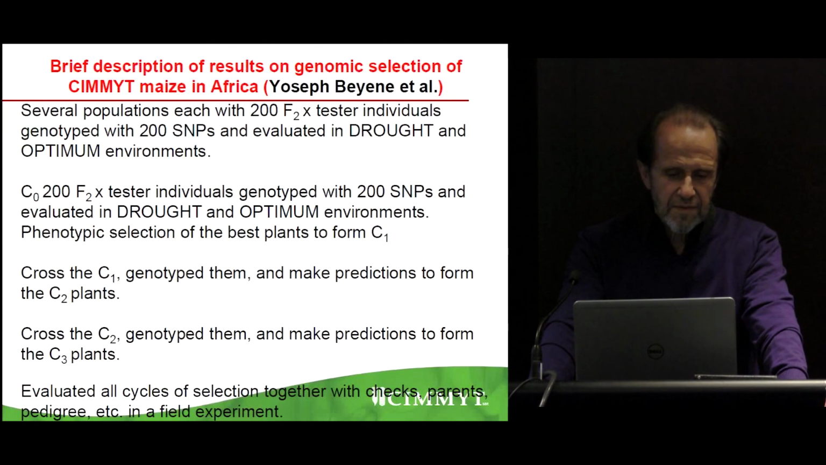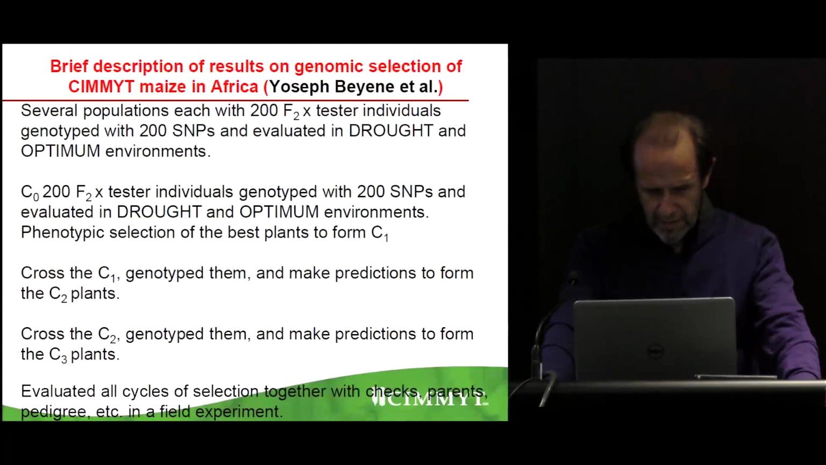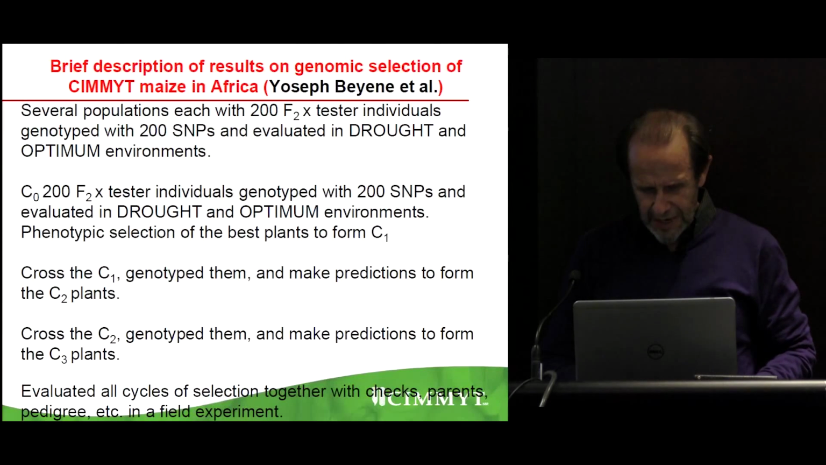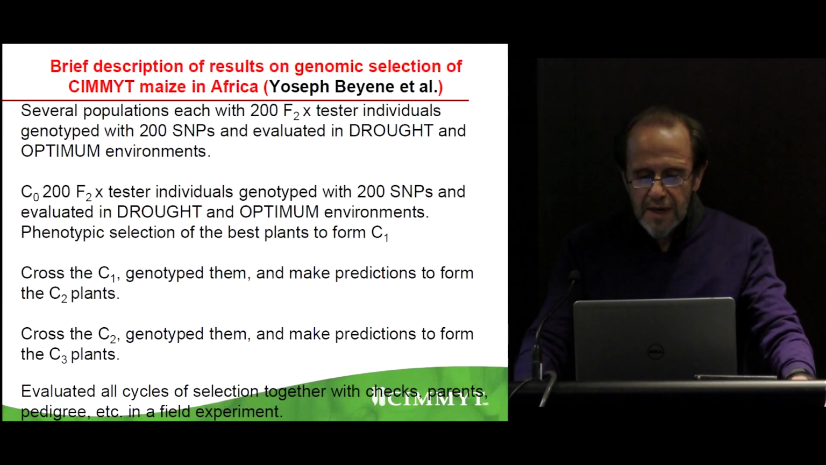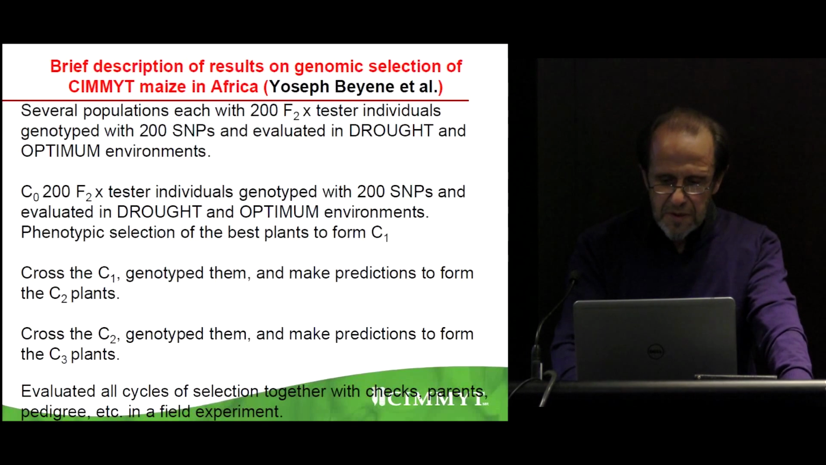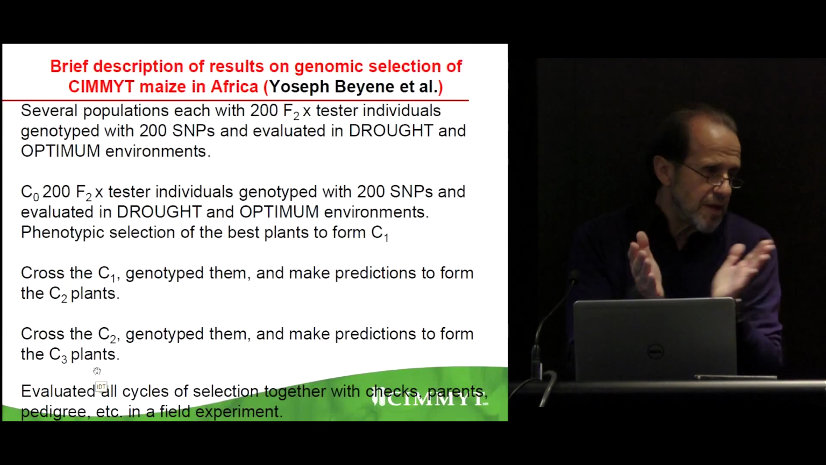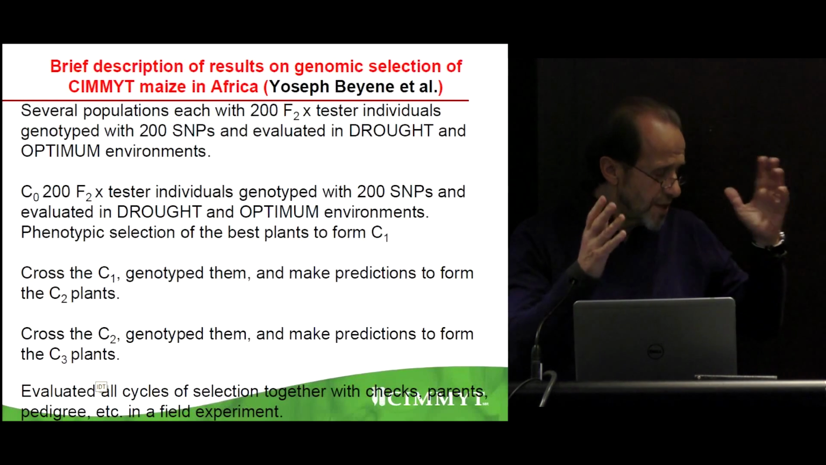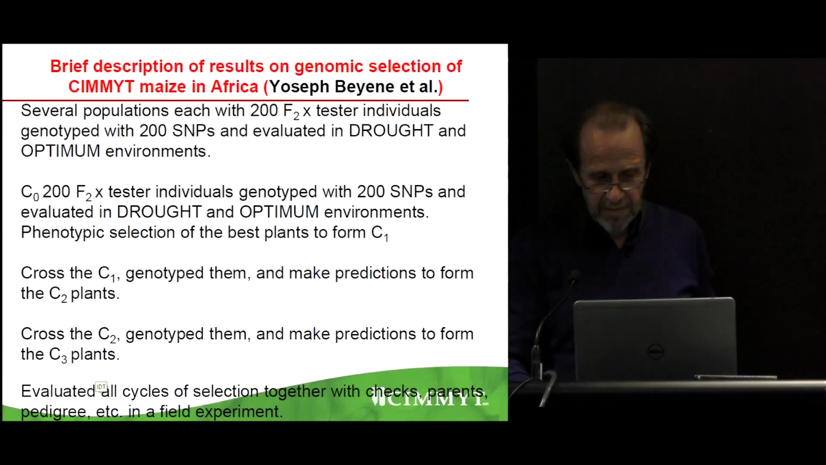Joseph did this for how many populations? We did this for 8 populations of tropical maize, evaluated in drought and optimal environments. We have this cycle 0, 100 individuals in drought and optimal. Then we cross to cycle 1, then cycle 2, and cycle 3, and we evaluated cycle 0, 1, 2, and 3. They did what a breeder will do: take individuals from cycle 1, 2, and 3 and evaluate them.